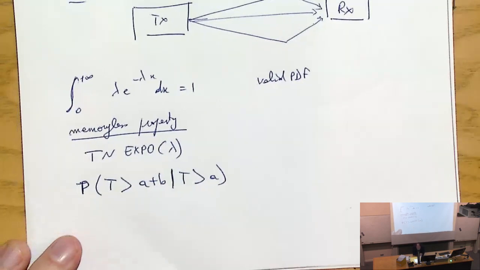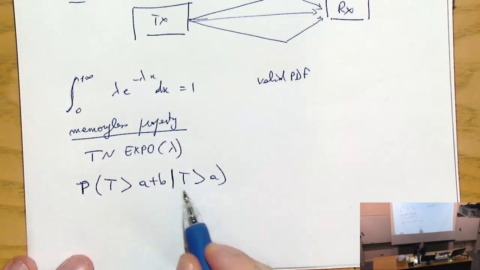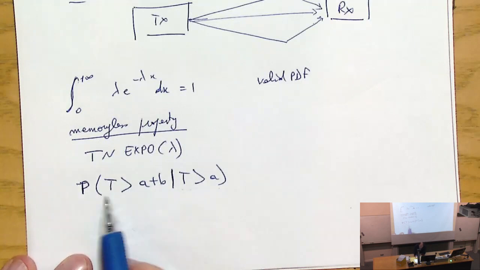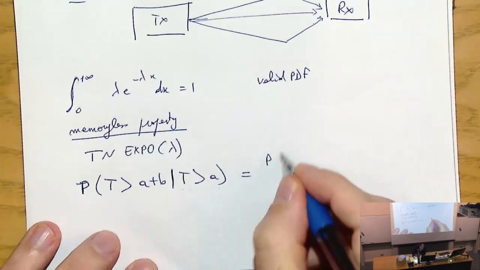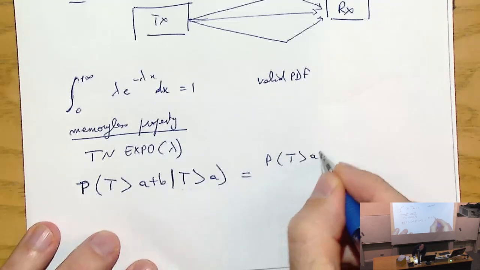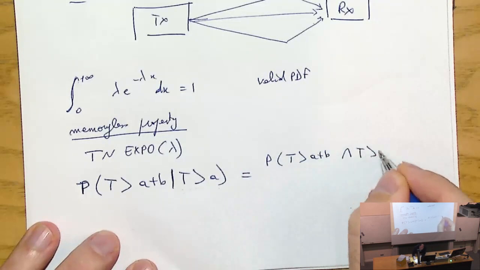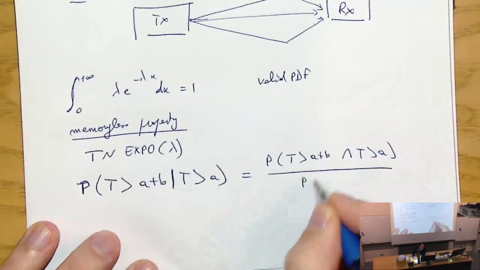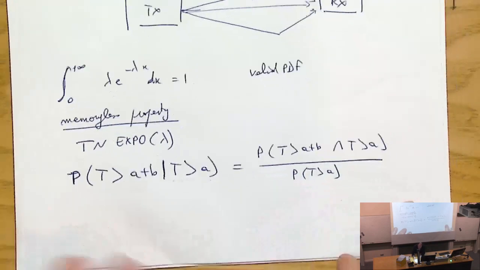Right, so what that means, T, for instance, can be the lifetime of something, the lifetime of a component. So you're looking at electronic components, and you say, well, this component functions a units of time, and what you're interested in is to calculate the probability that it will function an additional b units of time. Right? So this is the probability of having T larger than a plus b, intersection that T is larger than a, divided by the probability that T is larger than a. Right? We have done this.